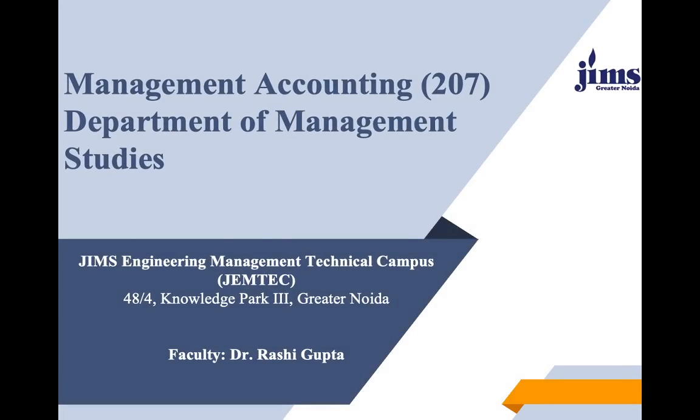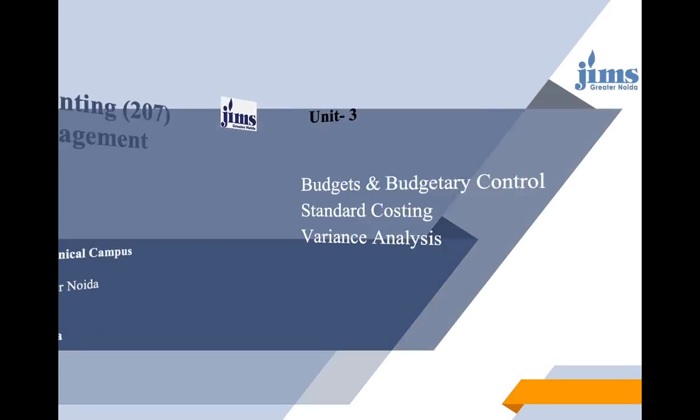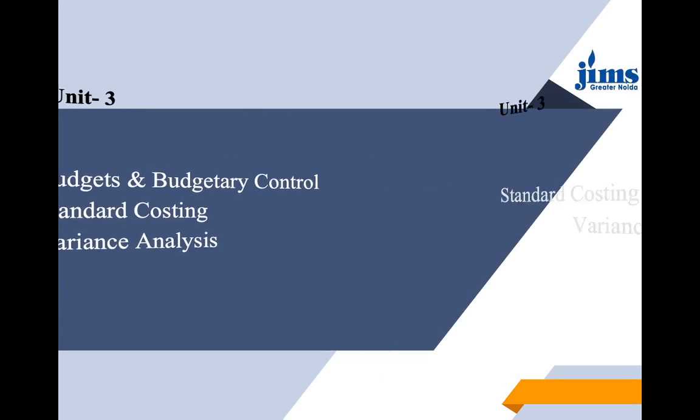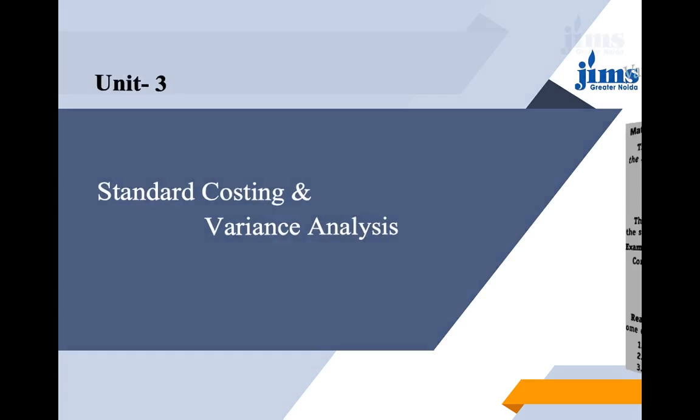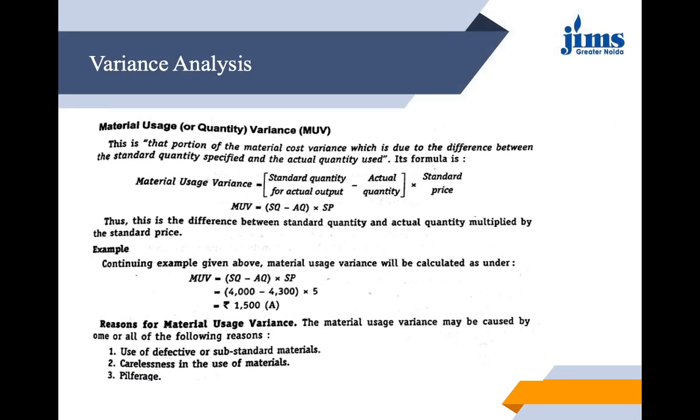Let us continue with variance analysis that we started in the previous video lecture. Okay, first of all, let us see material usage or quantity variance. This variance would arise when there would be difference in the quantity as per the standard. So this is that portion of the material cost variance which is due to the difference between the standard quantity which has been specified in advance and the actual quantity used.